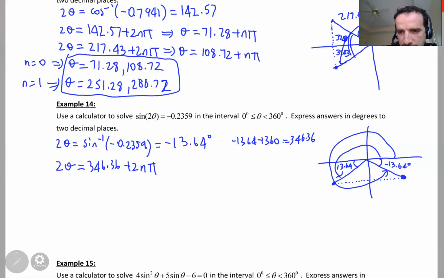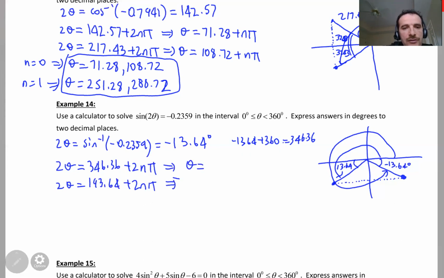And we have another angle, and that angle is 180 plus 13.64. So 2 theta is equal to, if I do that in my mind, 193.64 plus 2n pi. And again, this is for 2 theta. Let's divide both sides by 2.